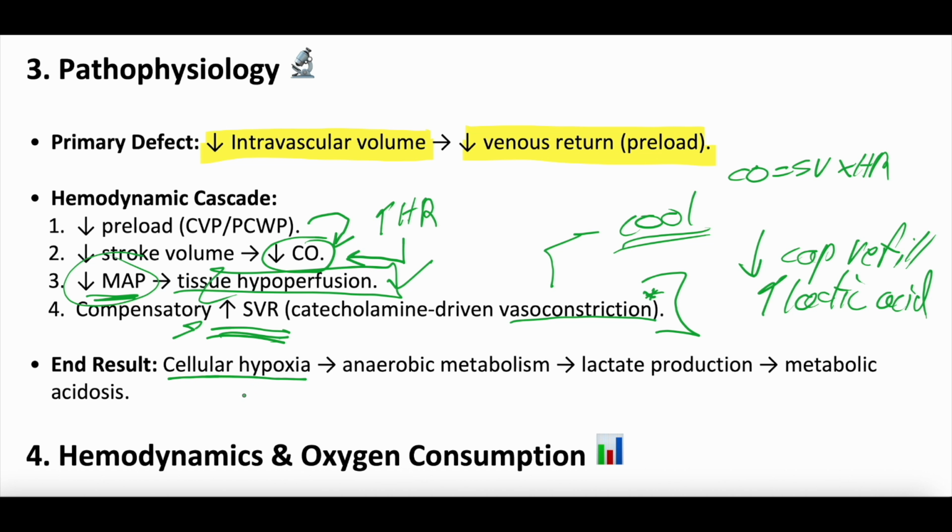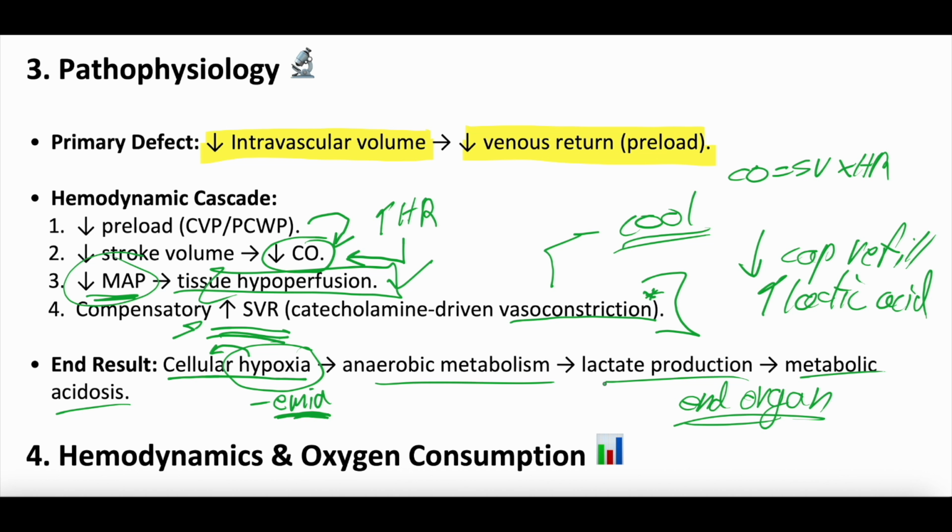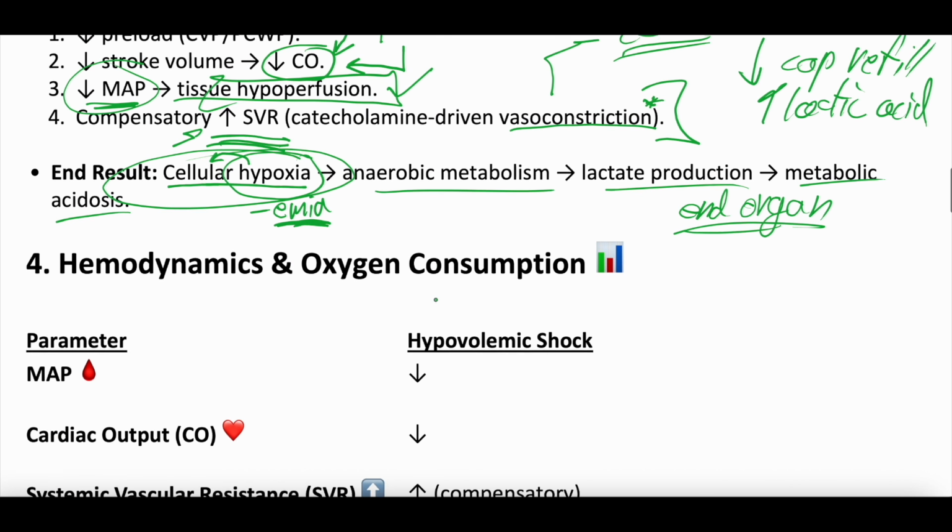Hypoxia is different than hypoxemia, right? Hypoxemia, when there's an emia, that means low oxygen in the blood. Hypoxia just means low oxygen to whatever it's in reference to. Cellular hypoxia, low oxygen to the cells. All right, that leads to anaerobic metabolism, lactate production, and metabolic acidosis. This is what causes that end organ injury, right? Cellular hypoxia.